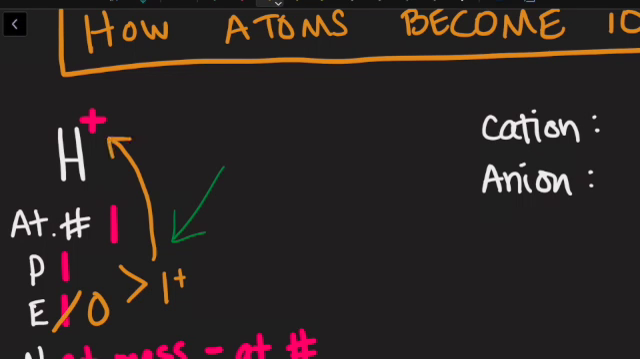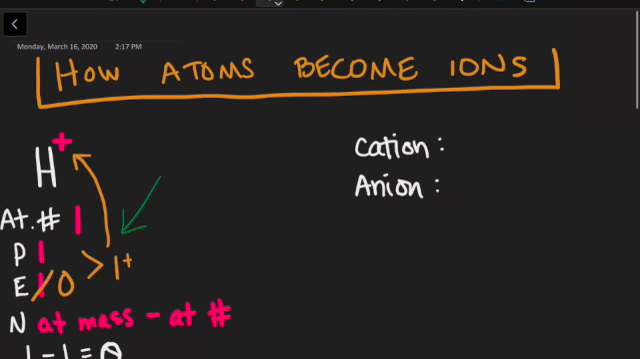Okay, so if an atom becomes a positive ion, it is called a cation. So I'm going to just put a plus sign, and remember, cation is positive. If it becomes a negative, then it is an anion.